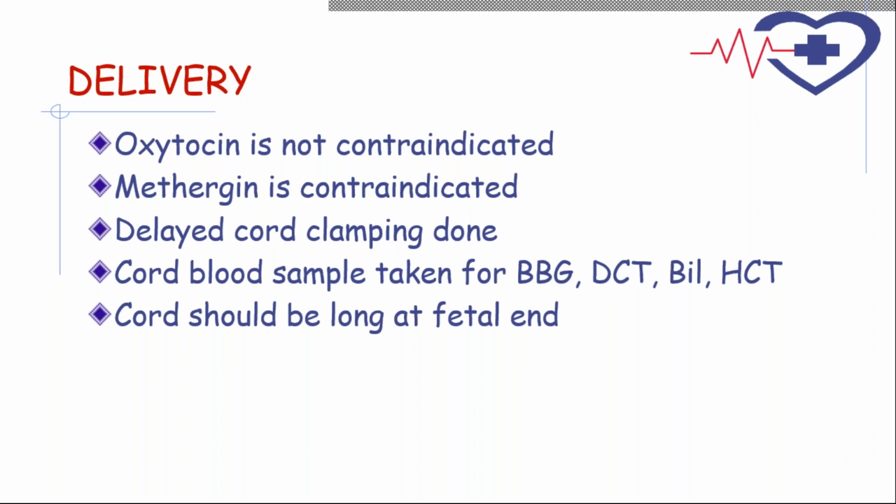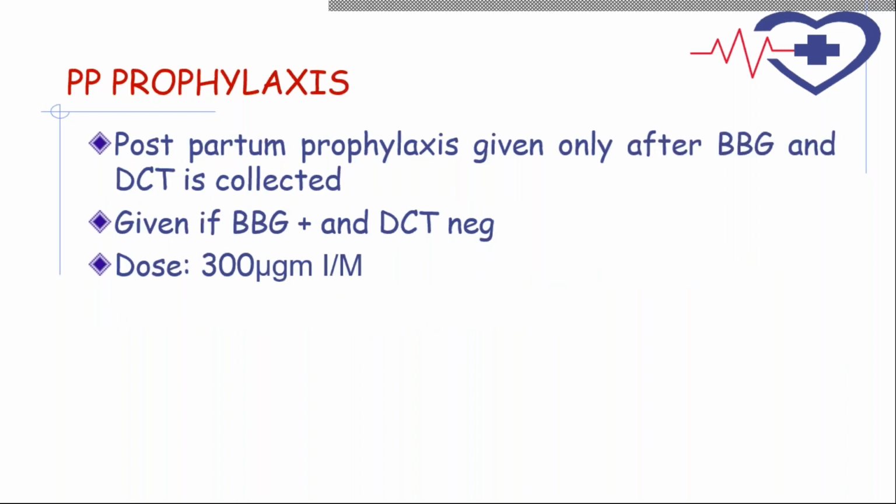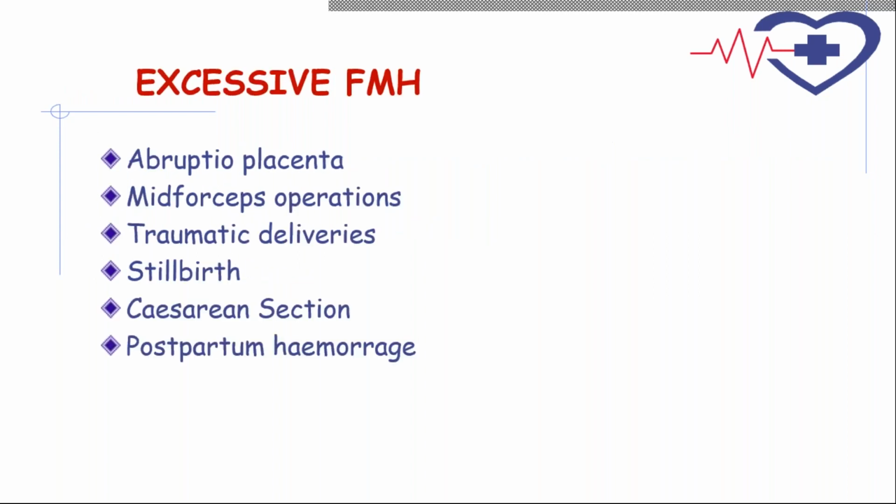Next, please. Then prophylaxis, I have already discussed, can be given only after baby blood group and DCT, and the dose and the route of anti-D administration are very important. It has to be given intramuscular and in the deltoid muscle, no other site. Next, please. Then these are the situations where we expect an excessive feto-maternal hemorrhage.